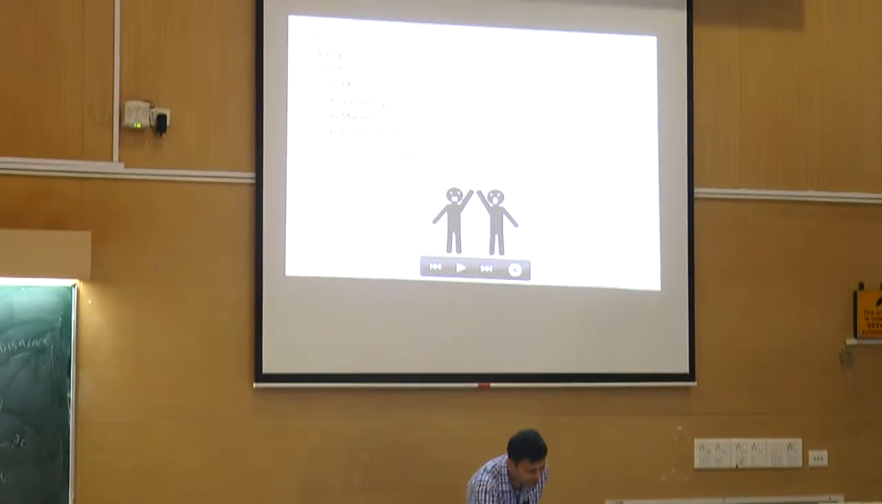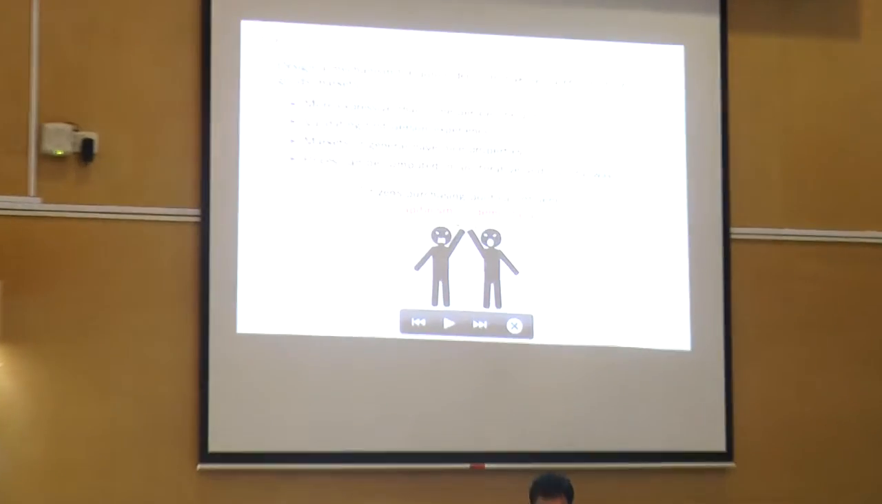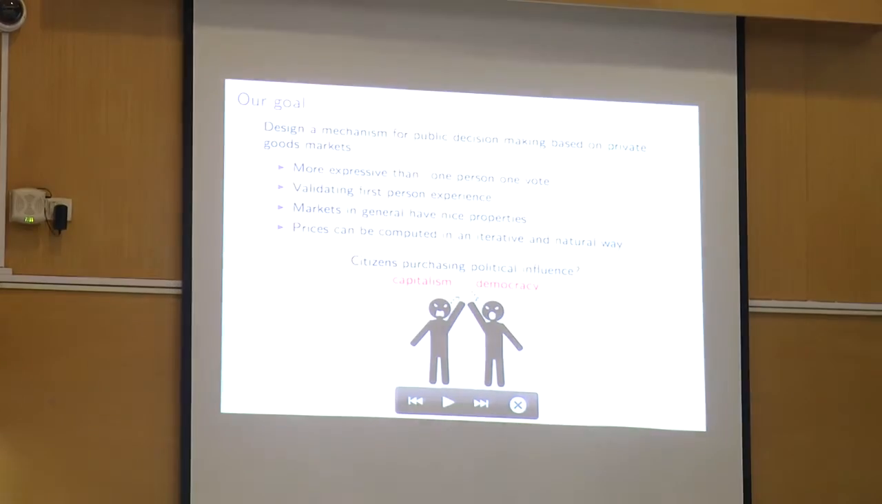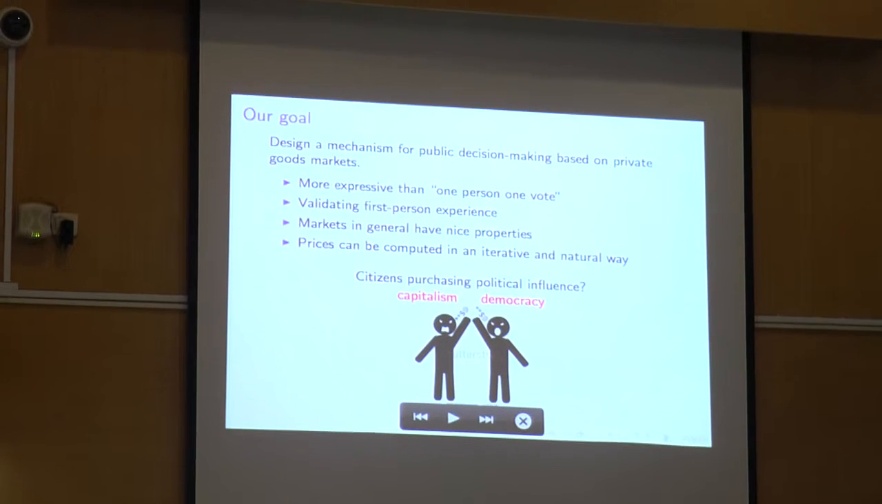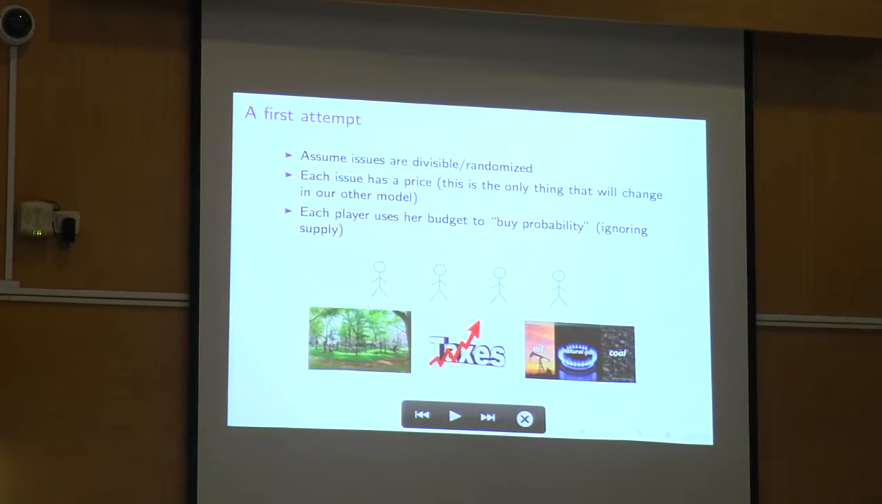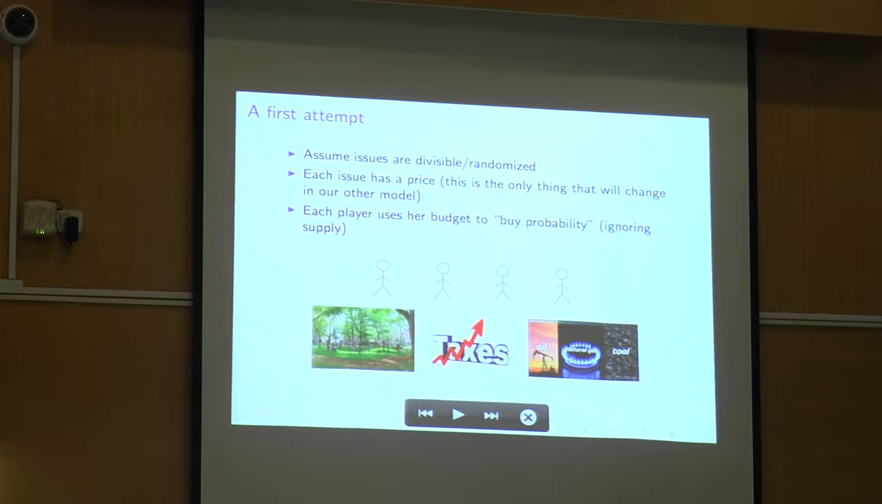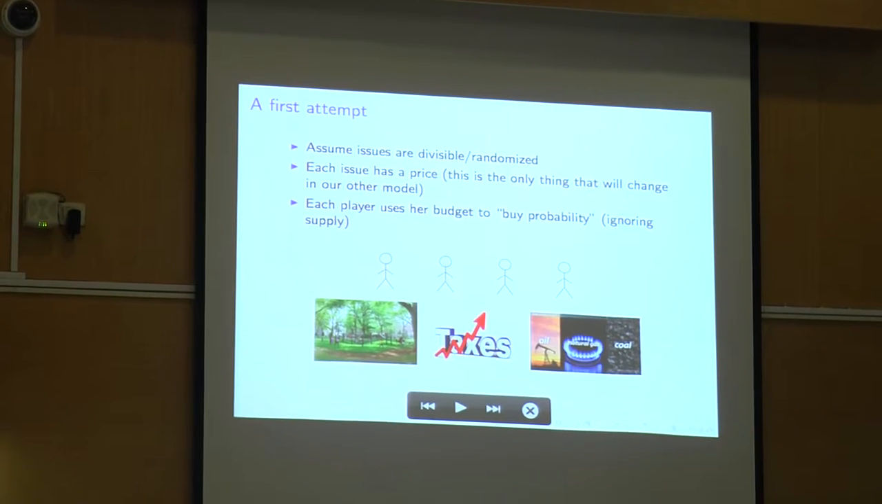Okay? So let's imagine that you were to design a market mechanism of public decision making based on this private goods idea. So you could say something like, here's how you would design a market. If you were to make a Fisher market for public decisions, this is what it would look like.